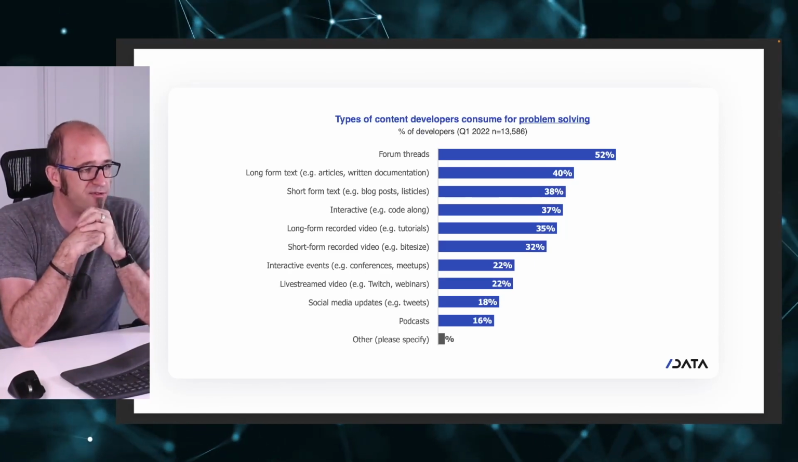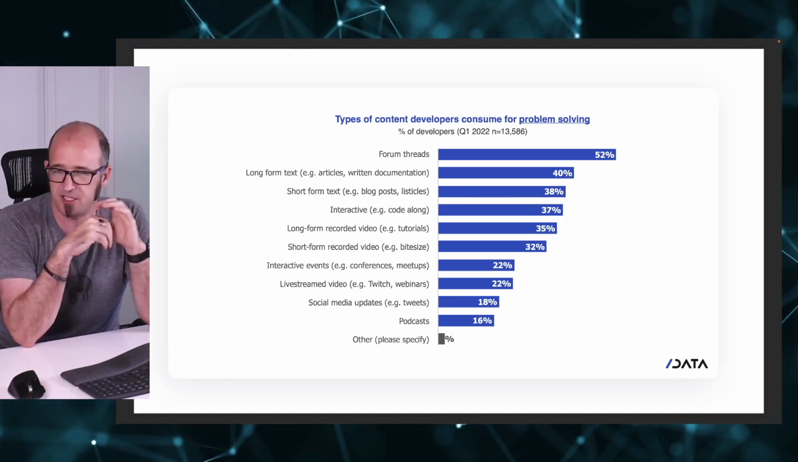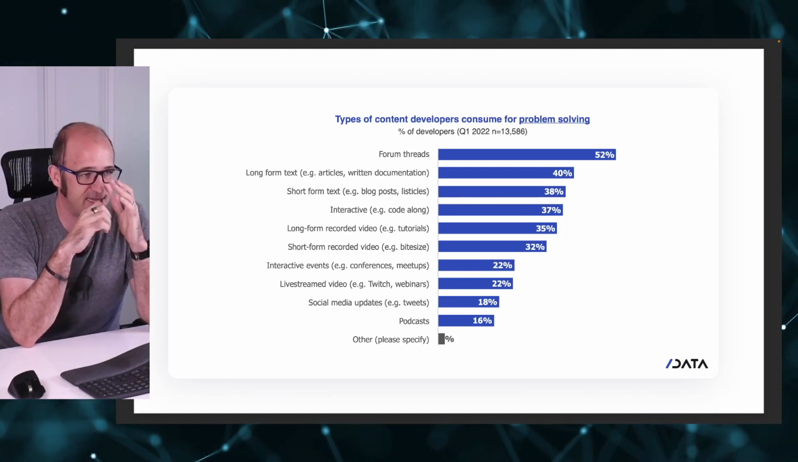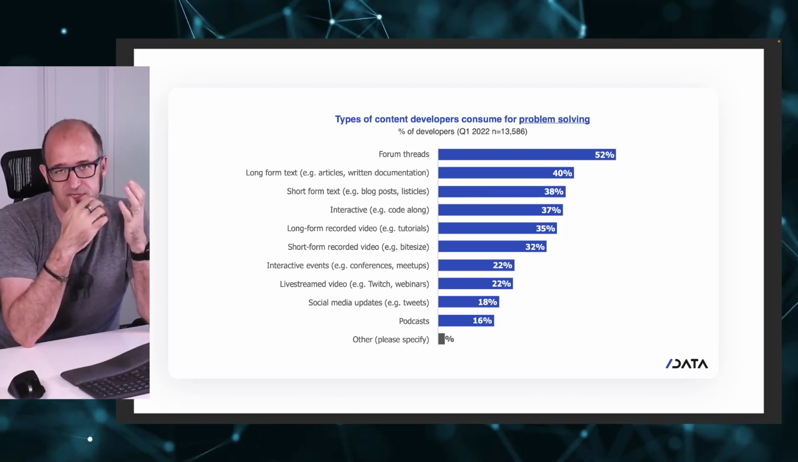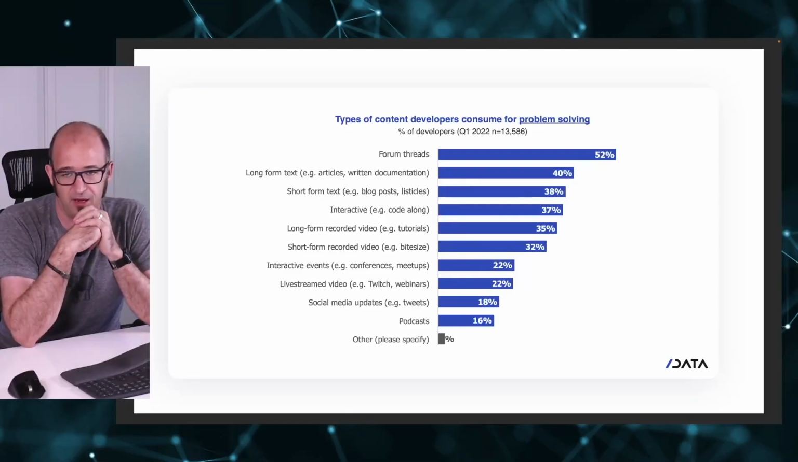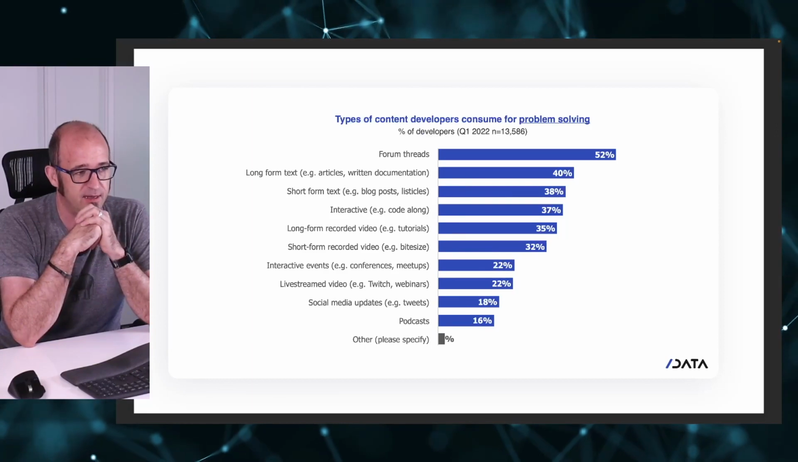We also see long form text here, articles and written documentation. I find this a little bit surprising, but again, what I'm guessing is happening here is that developers figure out how to solve a particular problem, and then they go and write a blog post about it. When I started out in open source in the late 90s, this was considered good form: if you figured out how to solve a tricky problem, you wrote a blog post up and explained how you did it, so you could share it with other people. I used to write loads of blog posts like that. And I suspect that that is what the long form text response is there.